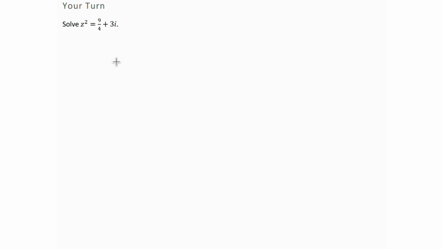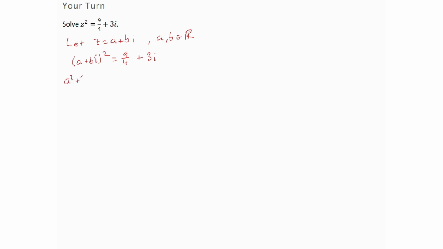Here we're asked to solve the equation z squared equals 9 over 4 plus 3i. Given that this is a complex equation, we're going to start by letting z be some complex number, a plus bi, where a and b are both real numbers. So some random complex number that we don't know yet. When we substitute that into the equation, we get (a plus bi) squared is equal to 9 over 4 plus 3i.